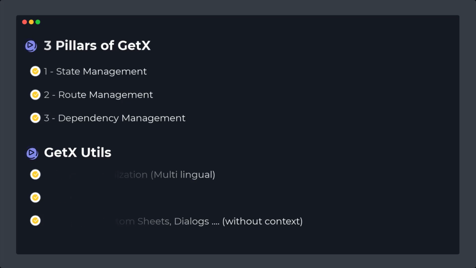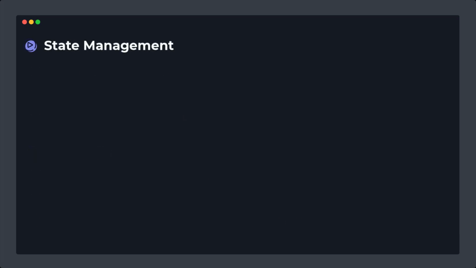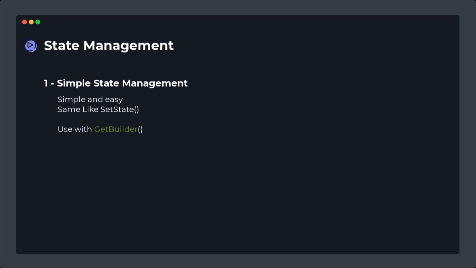So the first one is state management. Inside GetX, we can manage states in two ways. The first one is simple state management, which is as simple as using a stateful widget or calling setState. The simple state management is used through GetBuilder. And the other one is reactive state management. Reactive state management is a tricky part.